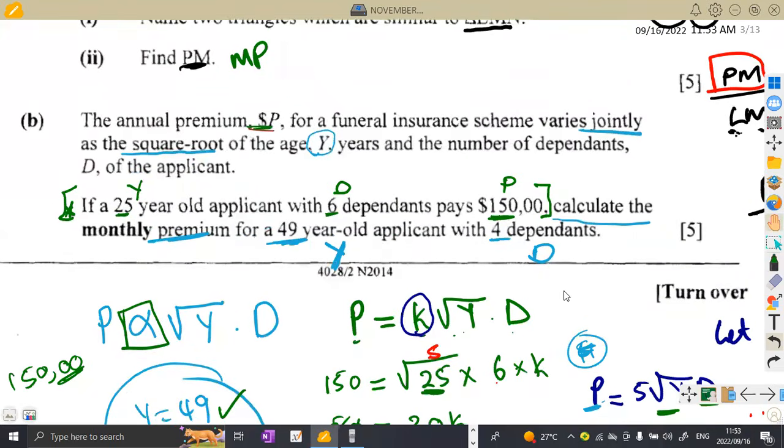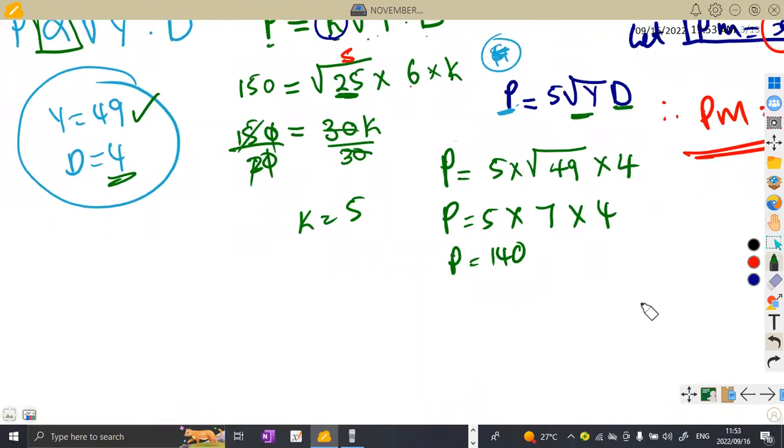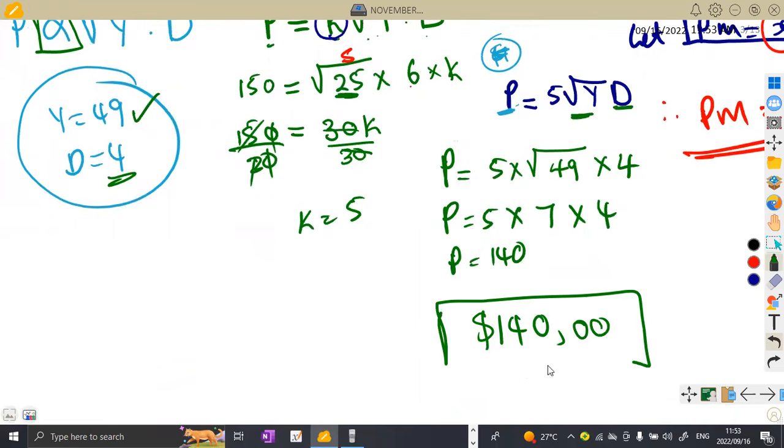So our answer for p is supposed to be in dollars. So therefore, our answer in dollars is going to be $140. But remember how we're given the dollars with 2 digits after the comma. So it's just writing the format of money, which is 2 decimal places. But even if you write it as 140, it's fine. They're going to mark that place.